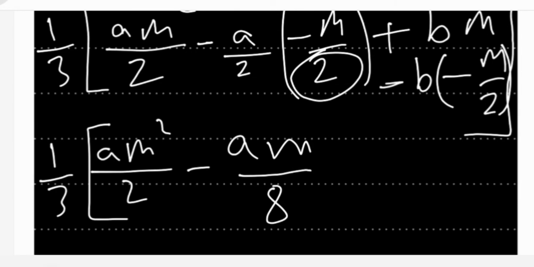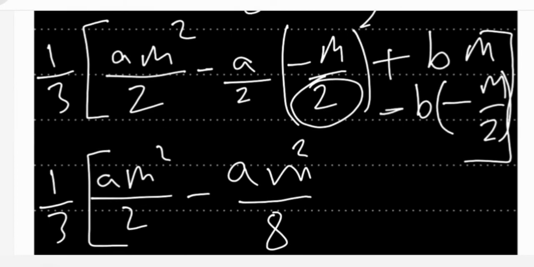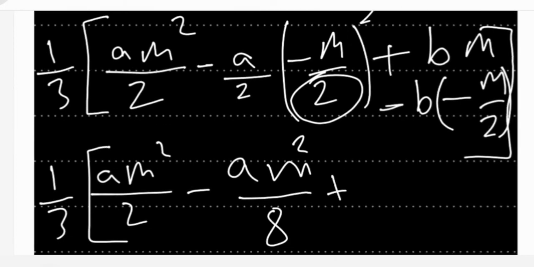And this is m squared, since it's squared here. Now for the next part, b. Here comes the thing: this negative is not squared, so it becomes positive. So we will have b m plus b m divided by 2.